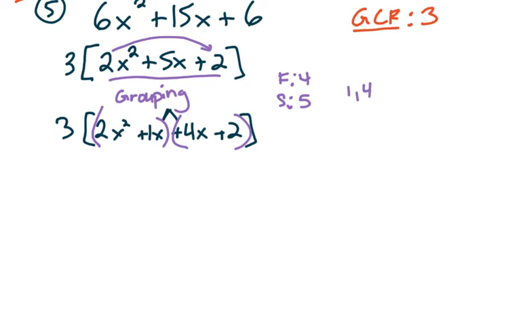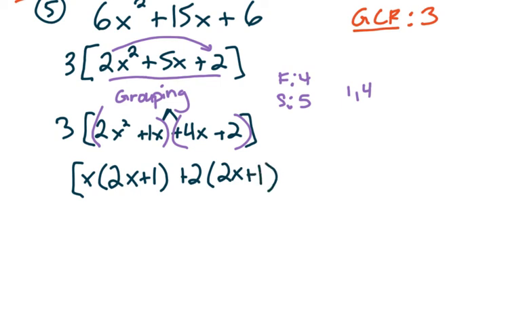So when I factor out my greatest common factor from my first parenthesis, so between 2x squared and a 1x, the biggest number that goes into both of those is 1x, or just an x. And I'm left with a 2x plus 1. Now my greatest common factor from my second parenthesis, the 4x plus 2, would be a positive 2, which would be leaving me with a 2x plus 1. And I still have this 3 on the outside.